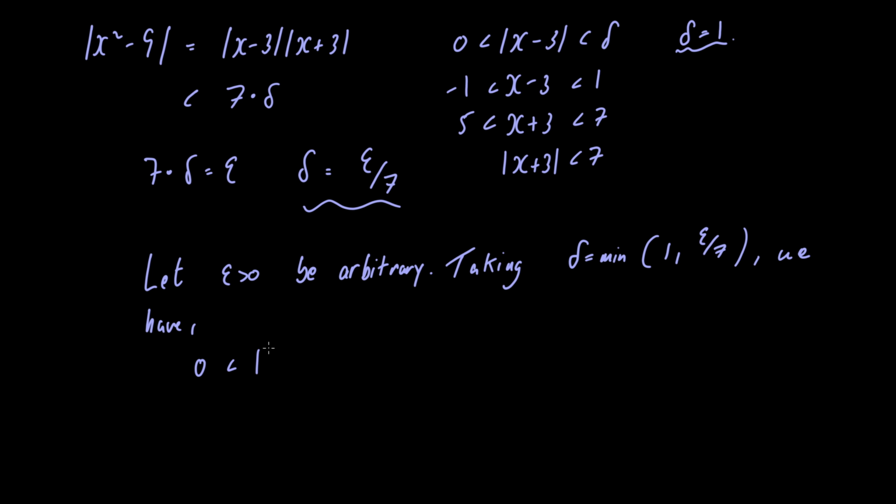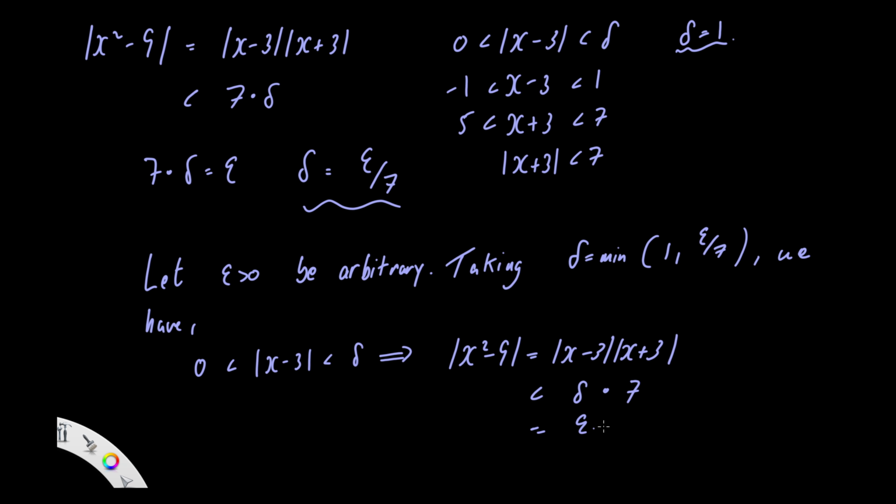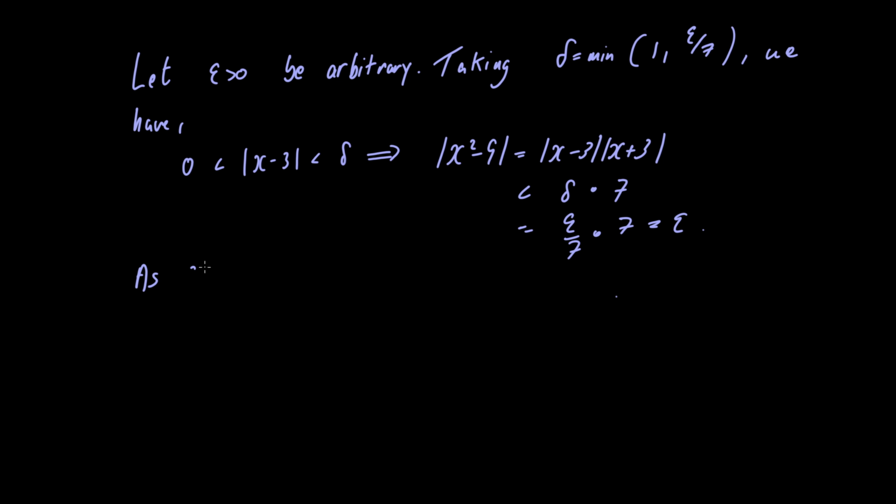0 less than the absolute value of x minus 3 less than delta implies the absolute value of x squared minus 9, which is equal to the absolute value of x minus 3 multiplied by the absolute value of x plus 3, is less than delta multiplied by 7, which is equal to epsilon over 7 multiplied by 7, which is equal to epsilon. As epsilon greater than 0 is arbitrary, we have that the limit as x approaches 3 of x squared is equal to 9. And that completes the proof.